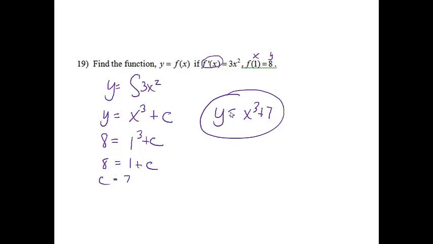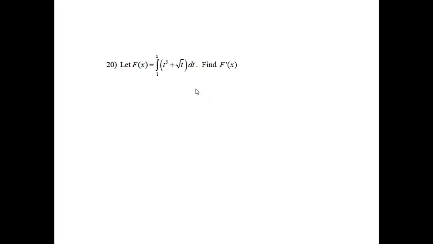And there we go. All right, problem 20. Let f of x equal the integral from 1 to x of t cubed plus the square root of t dt. Find f prime of x. So if you recall, this is actually the second fundamental theorem of calculus. I am going from a constant to a variable, which allows me to apply the second fundamental theorem of calculus. Basically what this question is asking me to do is to take the derivative. So if I take the derivative of this side, I'd also have to take the derivative of this side, and if you recall, taking the integral and the derivative, they cancel each other out.